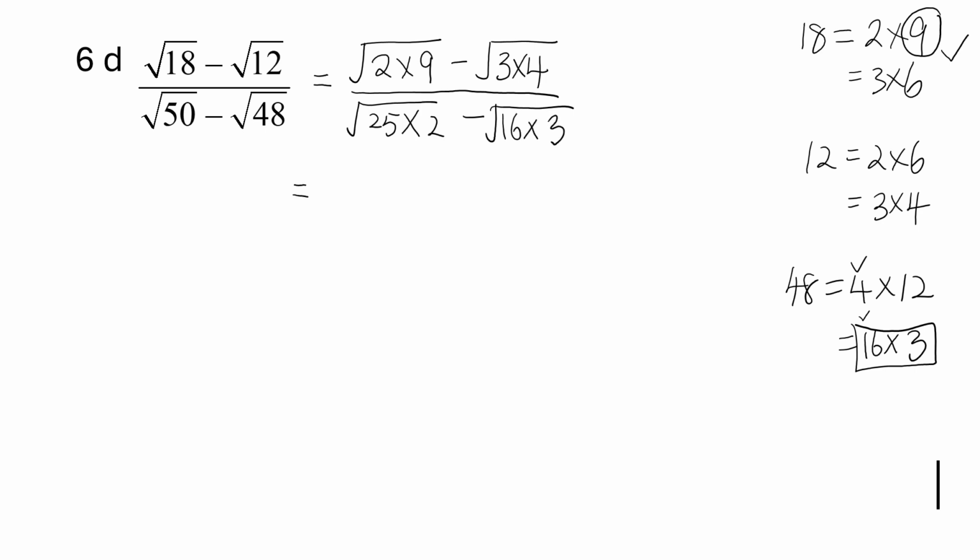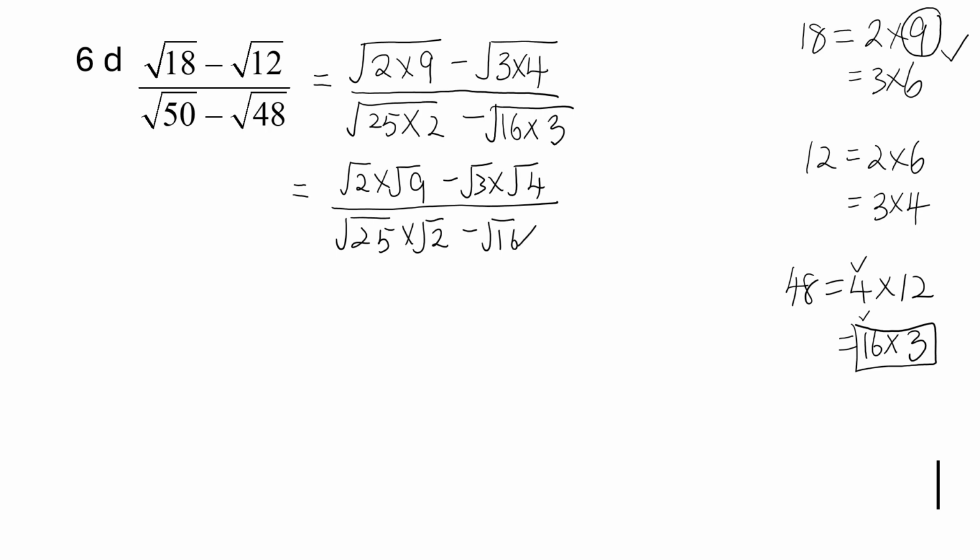Alright, so let's simplify further. We will break it up into square root 2 times square root 9 minus square root 3 times square root 4. So this one involves more steps. You need to have a calm mind and lots of patience. That will give us 3 square root 2, because square root 9 is 3, so square root 2 times 3 will just be 3 square root 2. And then square root 4 is 2, so you just put the integers in front of your surds. 5 square root 2 minus 4 square root 3.